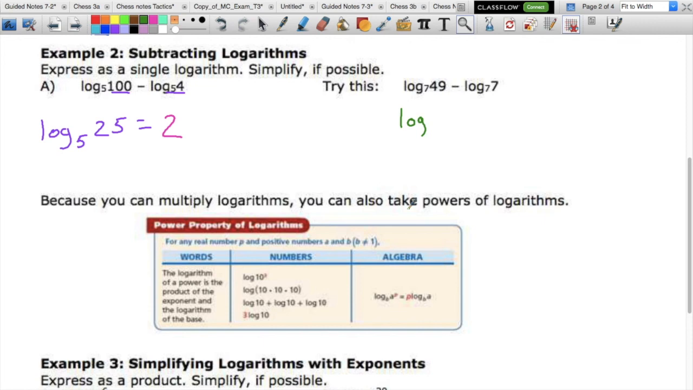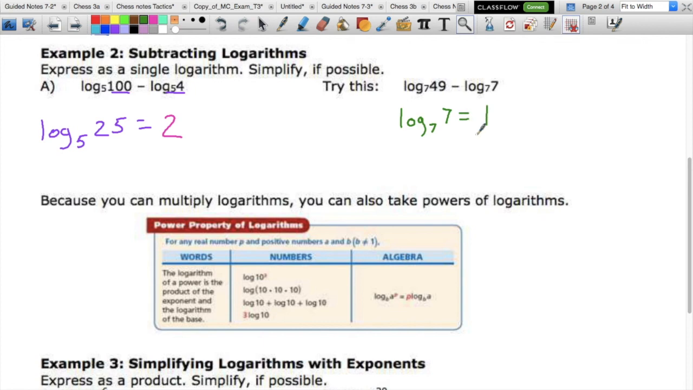I got log 7. Wait, don't say log 7, log base 7. I got log base 7. Wait, what do you say? And then how do you say the next thing? Of 7. Yep, log base 7 of 7. Log base 7 of 7 equals 1.